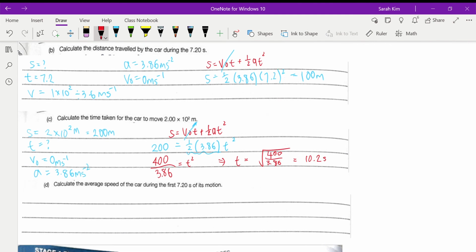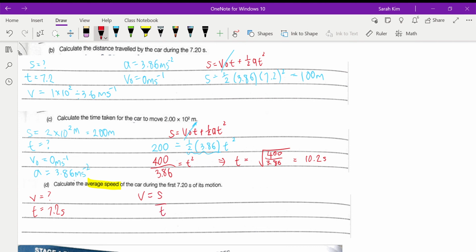Alright, last one. Calculate the average speed of the car during the first 7.2 seconds of its motion. Alright, so what we're trying to find is the velocity, or the speed in this case. Now, time is 7.2, so I've got to figure out my distance because that's the equation, v equals distance over time.